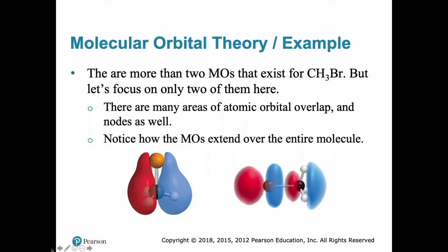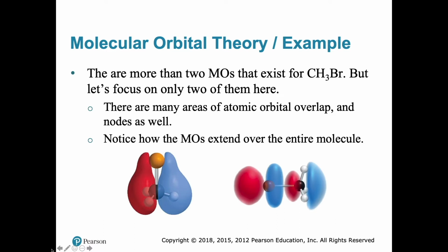So let's take a look at this molecule. This is methyl bromide, a carbon with three hydrogens on it, connected to a bromine. There are more than two molecular orbitals that exist, but we'll only focus on two of them here. The thing I want you to notice is that those molecular orbitals actually span, not expand, because expand makes it sound like they're getting bigger. They just span the entire length of the molecule.